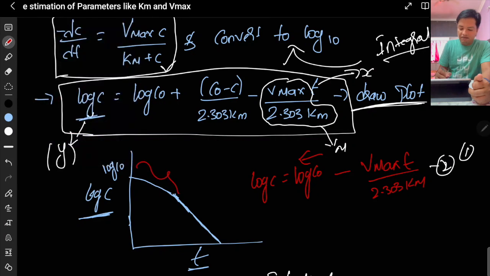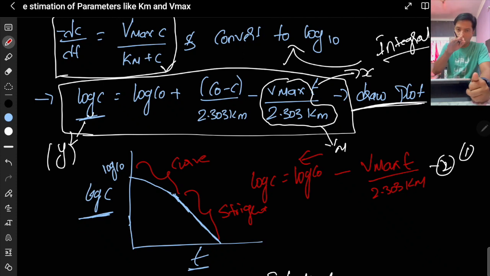Initially from here to here it is curve, and from here to here it is straight. So we have two lines here, one curve line and another one straight line. Now we'll see what are the things we need to get from this curve line and the straight line.